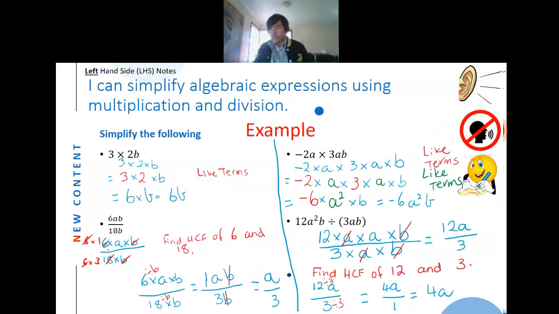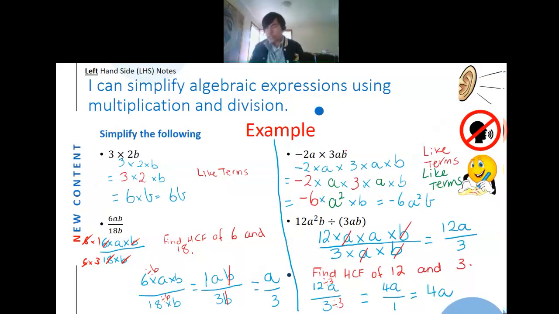So what do I have left? I have at the top 1 and A. So 1 times A, well, that's 1A. And then at the bottom, I've only got 3 left. So 1a over 3. Well, 1a, we can rewrite that as a. We don't have to write the 1. Okay, so the answer is a over 3.